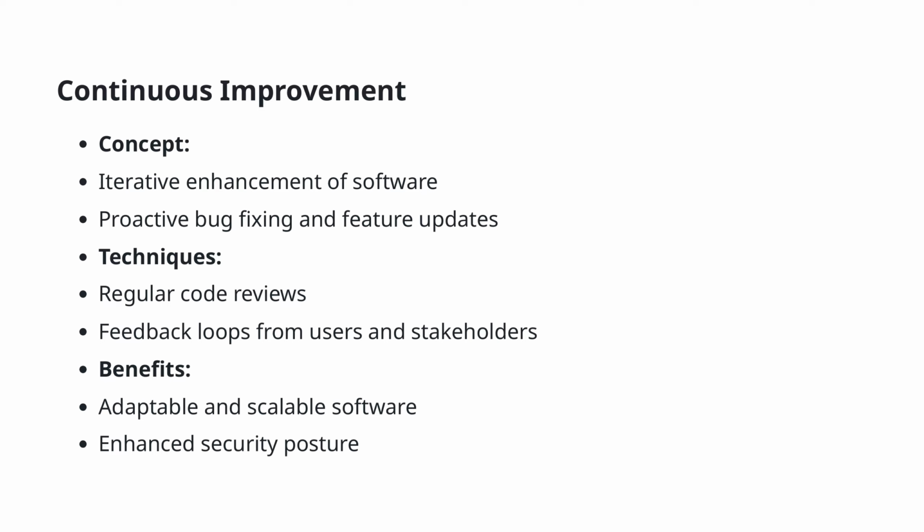Continuous improvement is an essential concept in software development, focusing on iterative enhancements. This means continually improving the software through proactive bug fixing and regular updates for new features. In practice, there are a few key techniques to achieve continuous improvement. Regular code reviews play a significant role, helping catch issues early and improving the overall code quality. Feedback loops from users and stakeholders are also crucial, providing insights and suggestions that guide further enhancements.